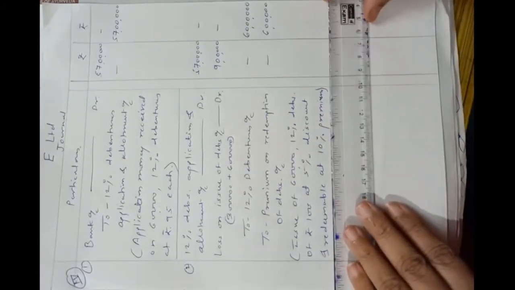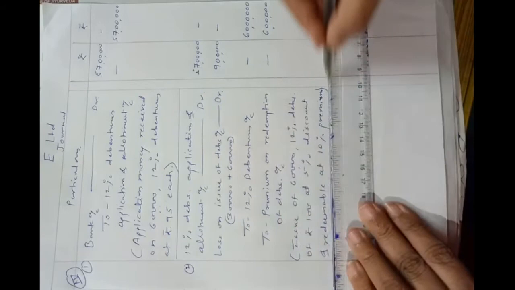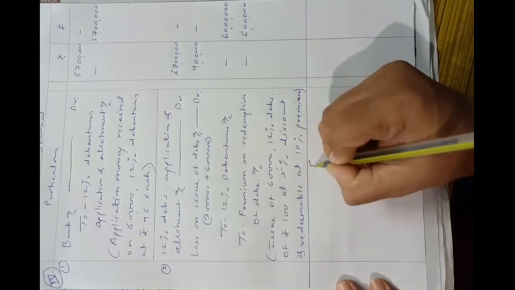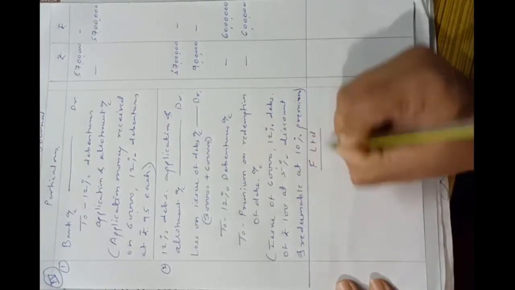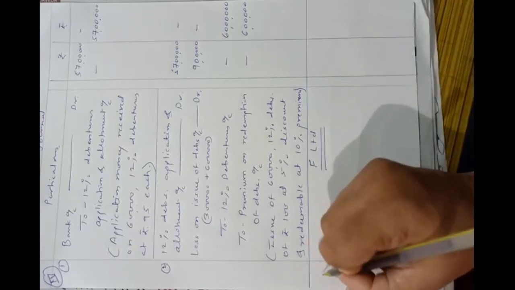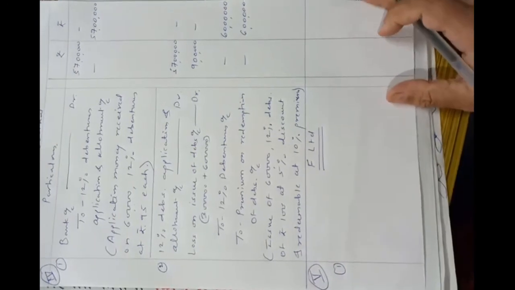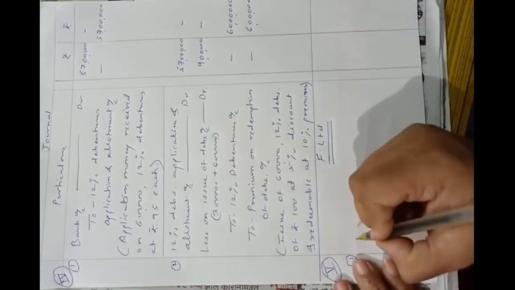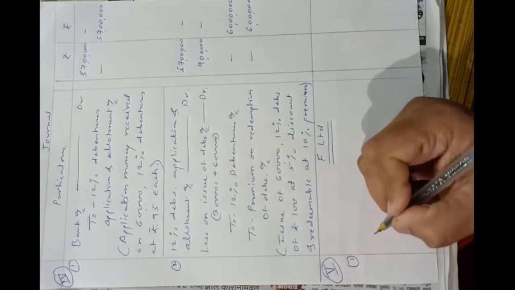Okay, so this is the condition. And now the last condition of this problem in the books of F Limited. F Limited journal entries. First entry, this is the fifth condition. First entry will be of application money received.